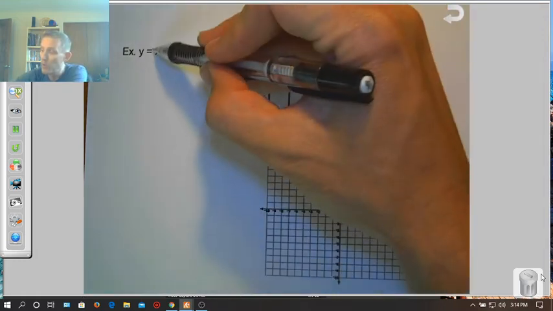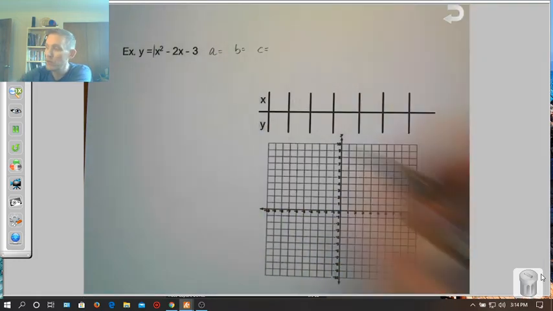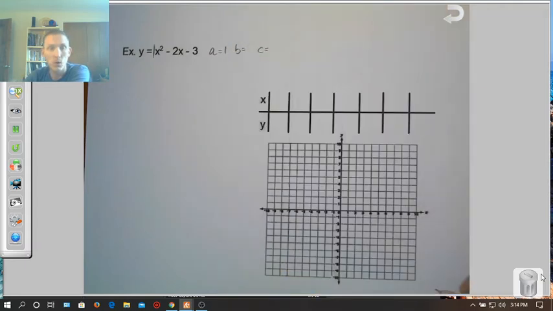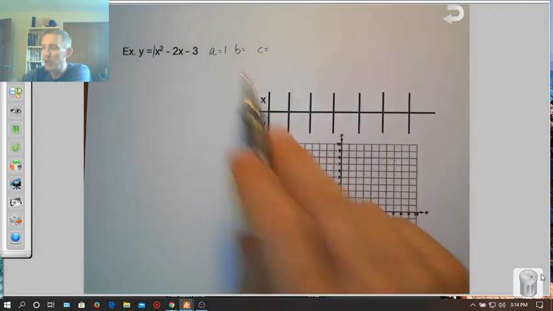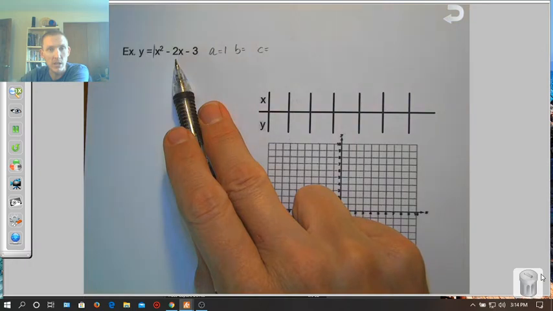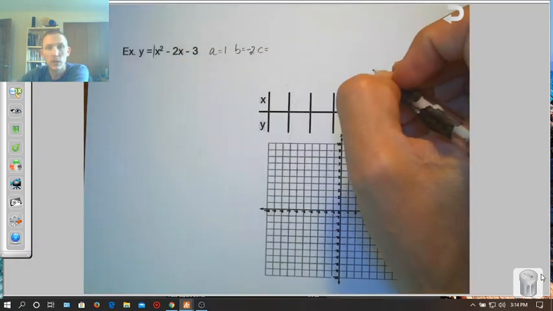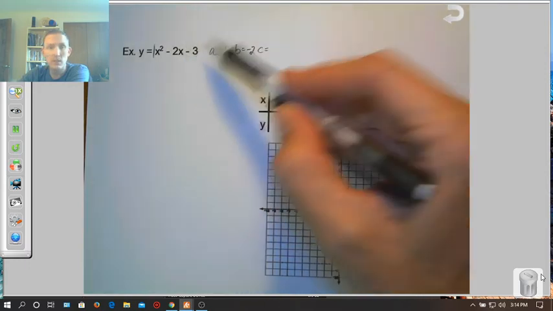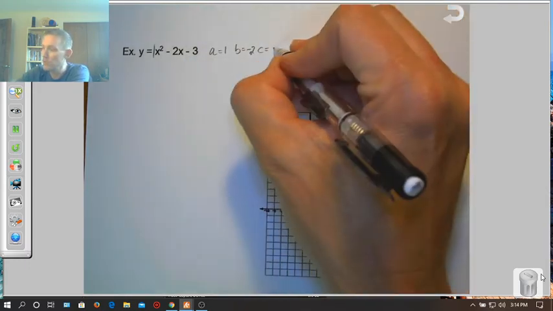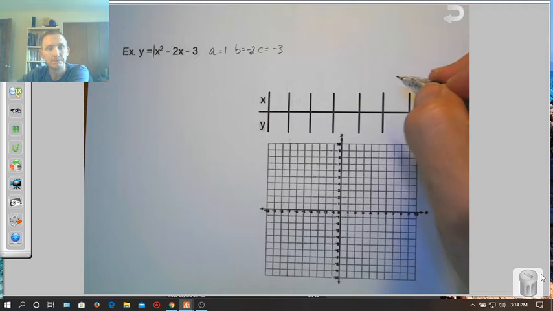Well, the number in front of x squared is 1, so a equals 1. The number in front of x is my b, so b is -2. And the number at the end is c, so c is -3. So that's the first step.